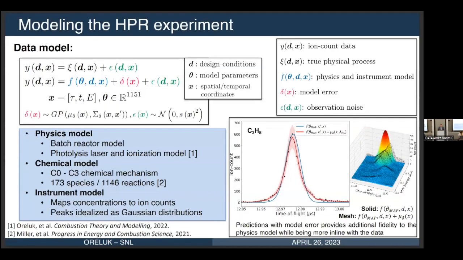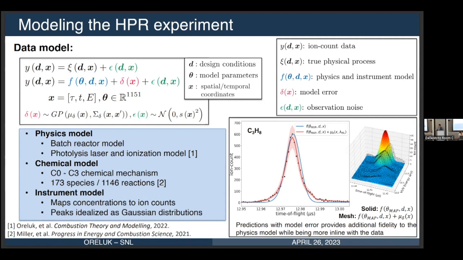So how do we develop a computational model of an experiment? Well, first we need to decide on a data model. So we'll say that the data that we collect from the experiment is Y. Okay, so Y is our data, and we're going to say it's generated by some true physical process C. So this is the actual reactor experiment, but that measurement has been corrupted by some additive noise epsilon. So this is the instrumentation or the data noise.